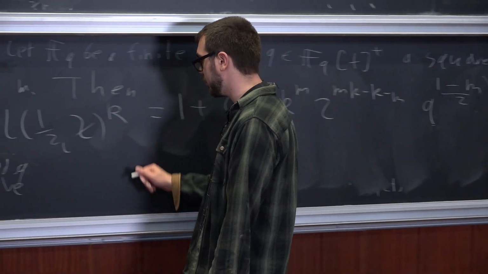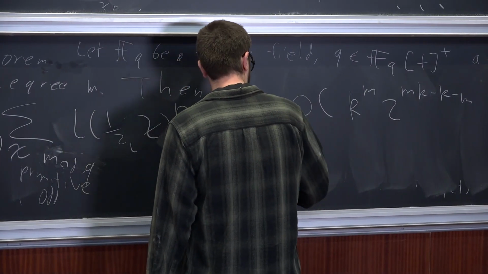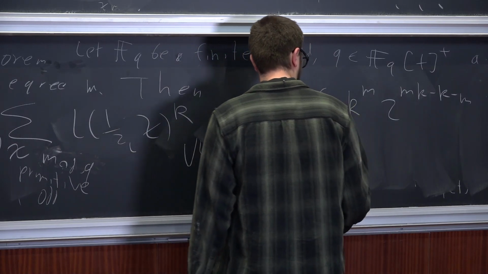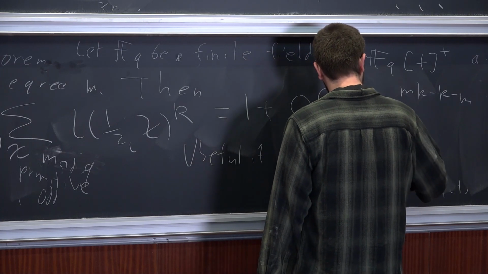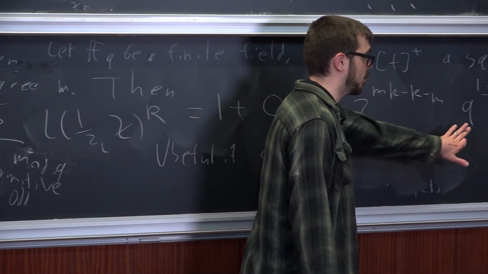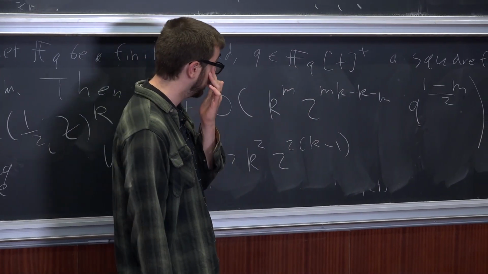And so this is useful if q is greater than k squared times 2 to the 2k minus 1. Because in that case, this term will shrink exponentially in m faster than these terms grow.